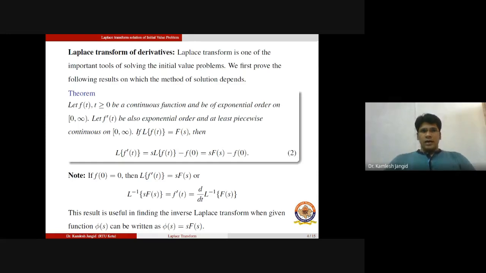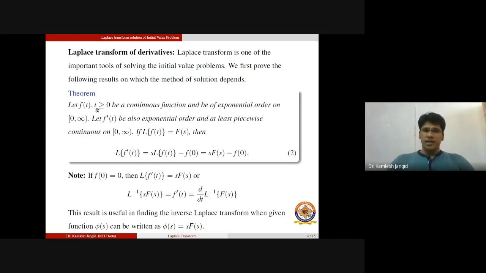So let us first define the Laplace transform of derivatives. In this section, we define the Laplace transform of the derivatives of the function if we know the Laplace transform of the actual function. The Laplace transform is one of the important tools for solving initial value problems. So first we prove the following result on which the method of solution depends.